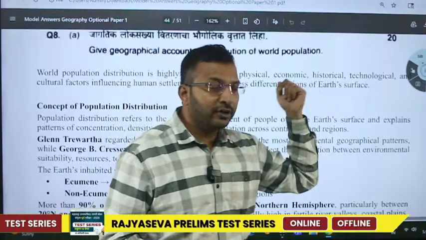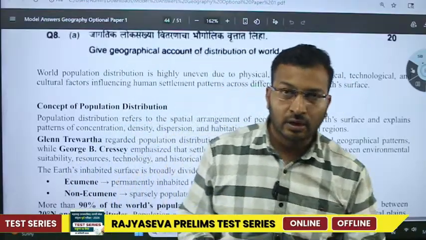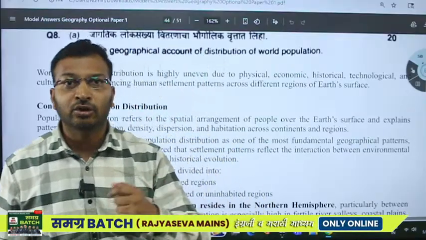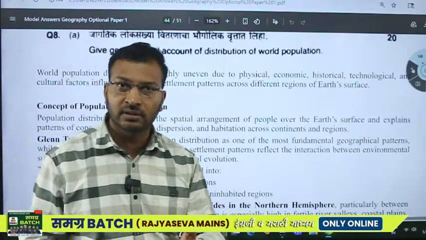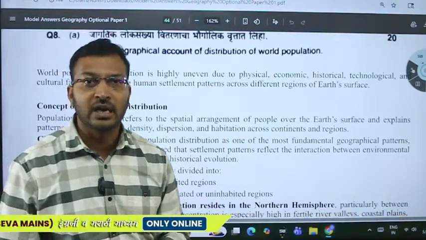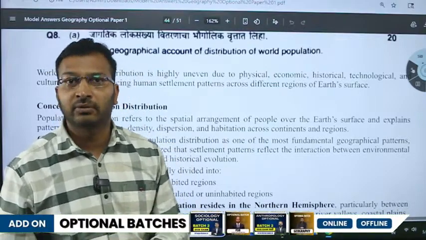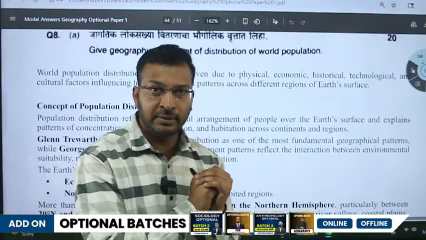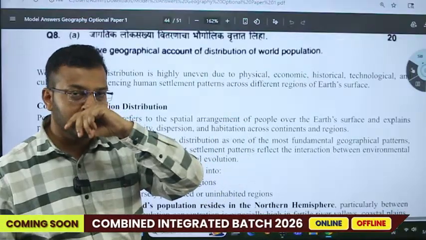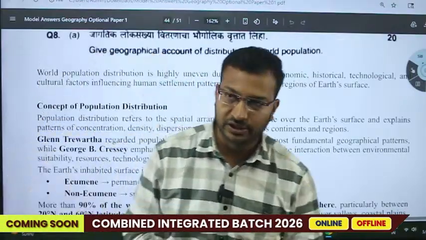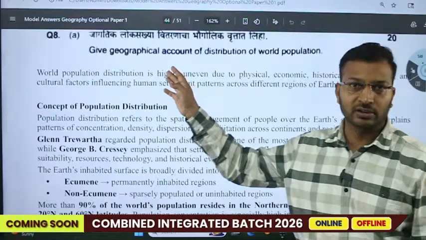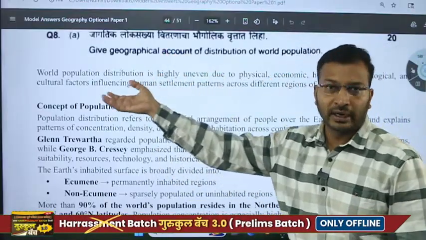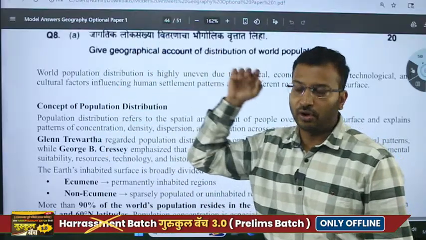Then second, if I talk about the technological changes, now there are some areas which are desert areas, but they are technologically highly developed. For example, the Gulf states, okay, example UAE. Now technologically it has become quite advanced, and most of the people, despite being desert, the availability of resources is less, but it is playing a significant role in distribution of the population. So you can simply mention the important factors of distribution of population in the introduction itself, then give a geographical account. So write a little bit about concept of distribution of population.